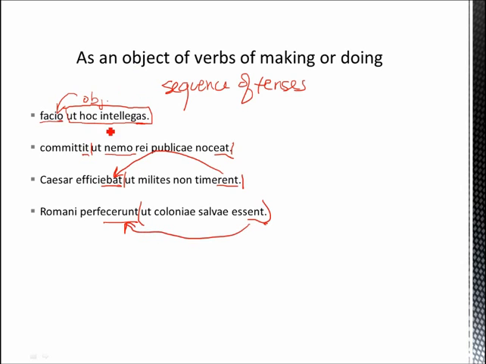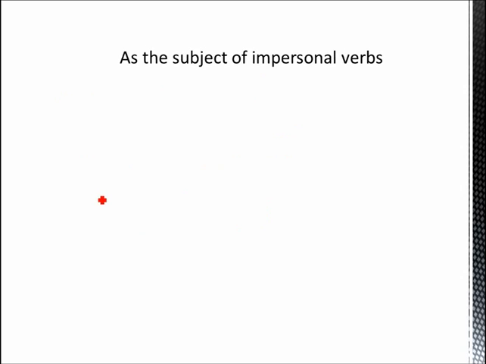All right, so these ut clauses will all begin with ut, never ne. Ut plus a negative if you want, ut nemo, ut non, plus the subjunctive. They can serve as the object of verbs of making or doing, bringing about. They can also be the subject of impersonal verbs. This is our "it happens that." And this kind of construction is actually much more common, I think, in Latin than it is in English. So let's look at some examples.